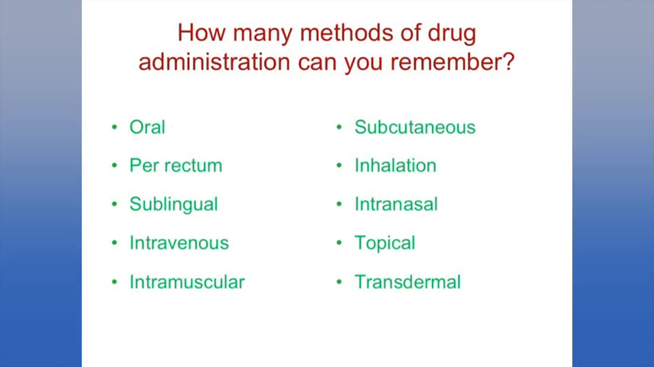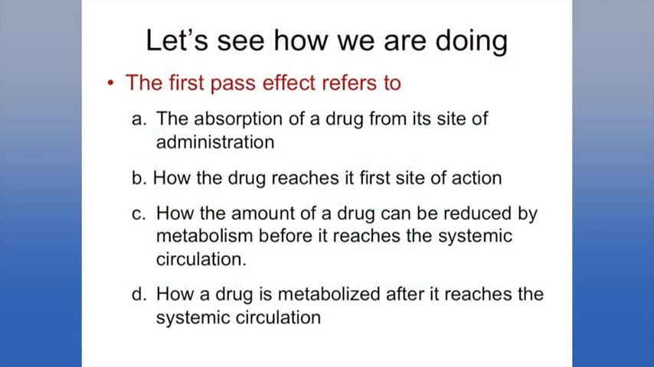So an additional question. What is the first pass effect? So your options are: the first pass effect refers to the absorption of a drug from its site of administration, or it refers to how the drug reaches its first site of action, or it's how the amount of a drug can be reduced by metabolism before it reaches the systemic circulation, or finally, it is how a drug is metabolized after it reaches the systemic circulation. So which option would you choose?